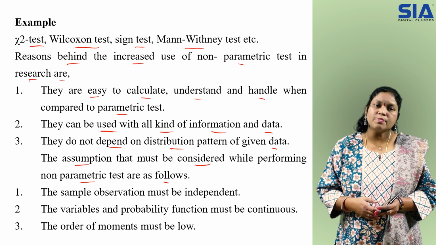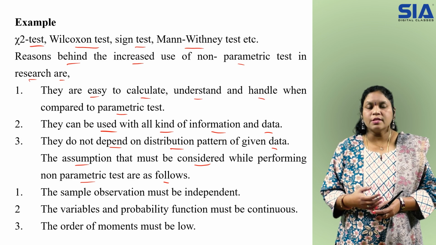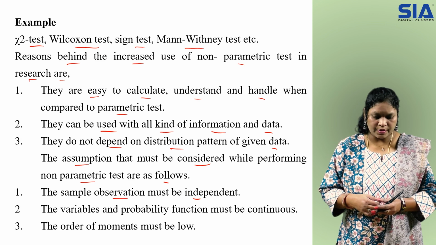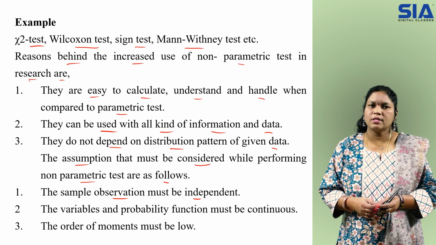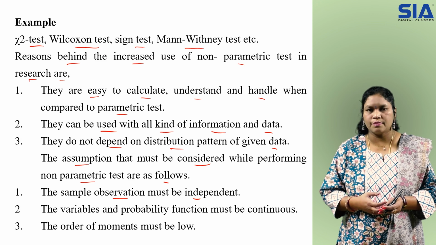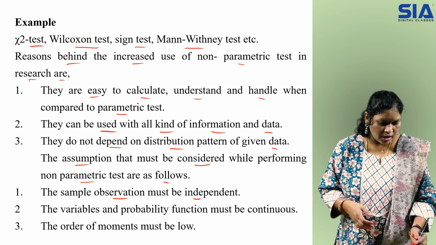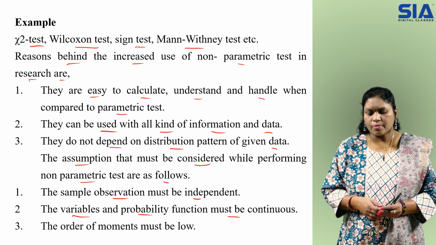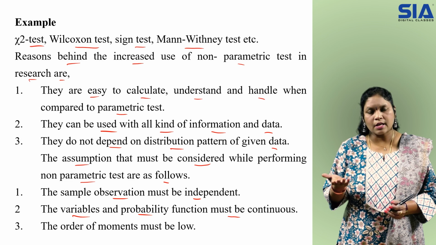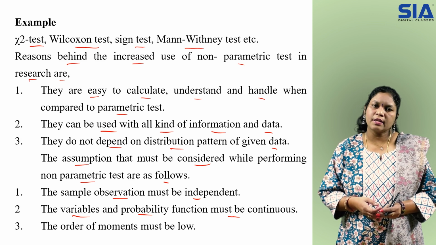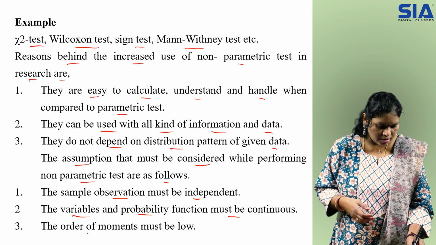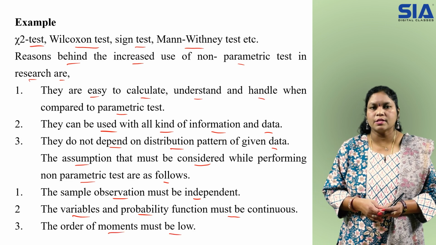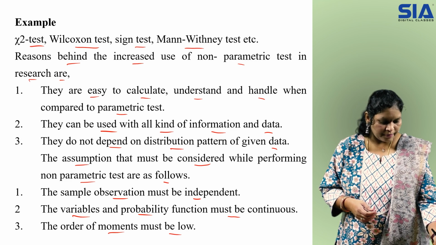Now let us check the assumptions that must be considered while performing non-parametric tests. The sample observations must be independent is the first point. So whatever observations we are considering here, they must be independent. So that is your first assumption. Next, the variables and the probability function must be continuous. So the variables and probability function we are considering here are continuous. That is the second assumption. Next, the order of moments must be low. So low order moments will be considered here. So these are the assumptions we have.